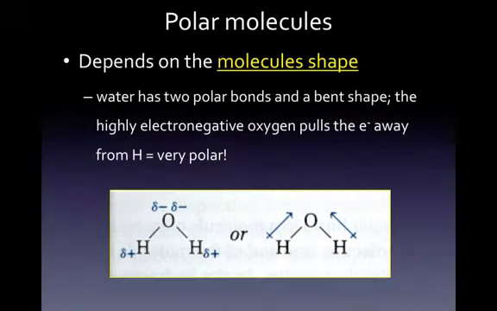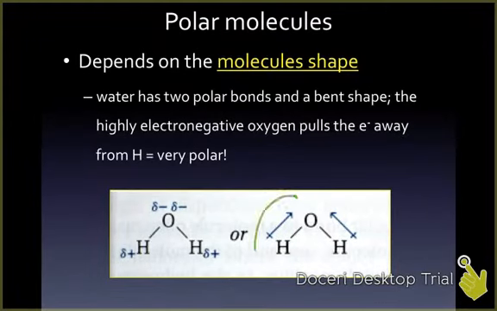Okay? Therefore, it is polar because those bonds are no longer straight across, because they can no longer cancel each other out. Yes, we have a polar bond right here, and yes, we have a polar bond right here, and yes, the bonds are the exact same because it's a bond between oxygen and hydrogen and another bond between oxygen and hydrogen, so the electronegativity should be the same.